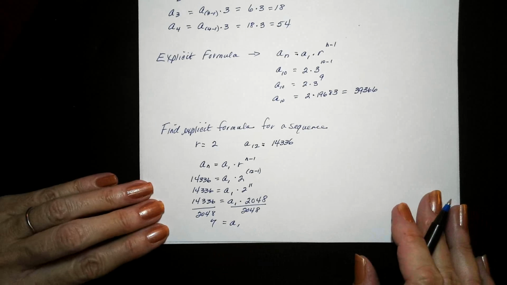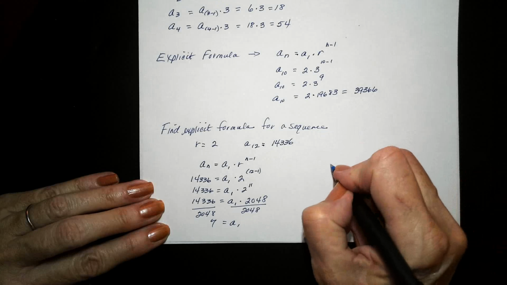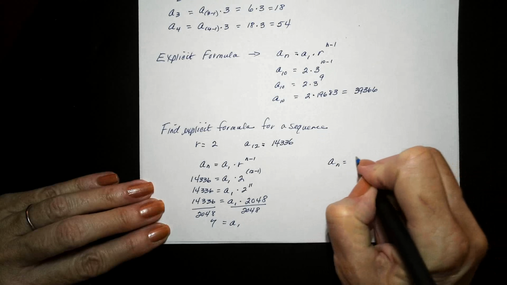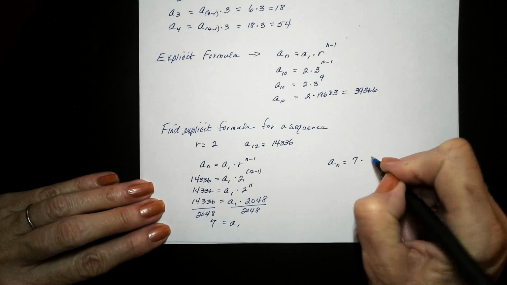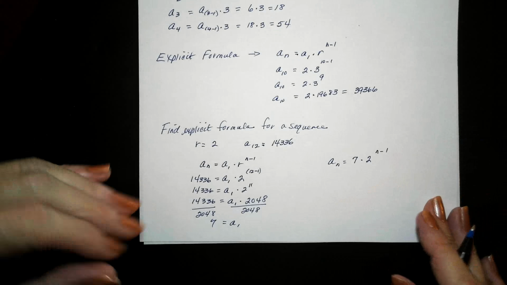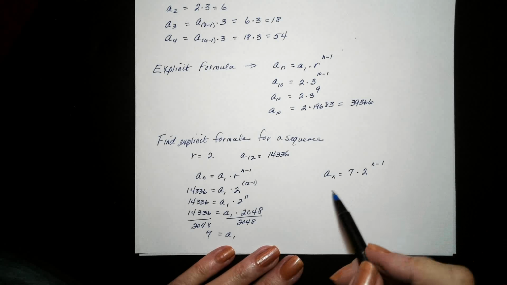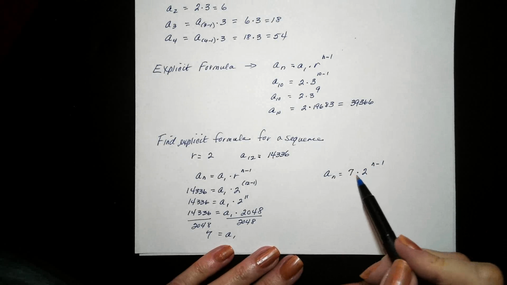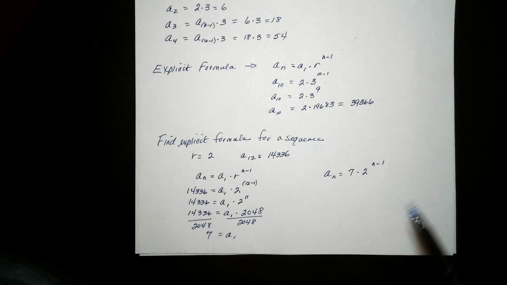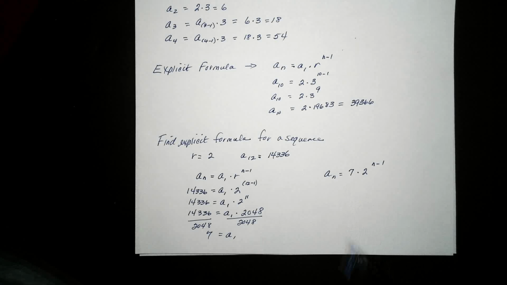I can now write my explicit formula, because I know that a_n is going to equal my first term, which is 7, times 2 to the n minus 1. Okay? And that would be the formula that I could use to find any term in this sequence that has a common ratio of 2 and a first term of 7.